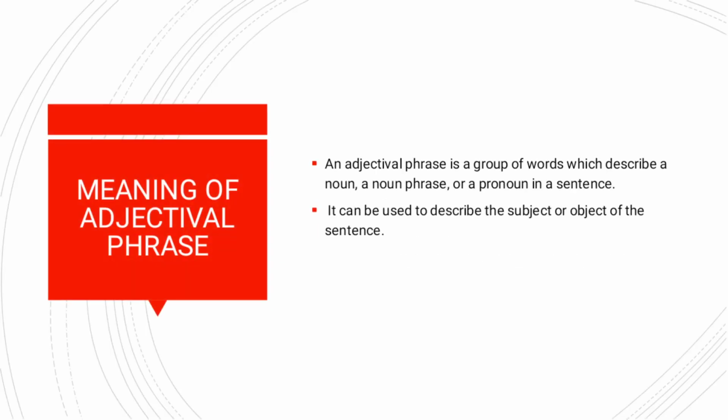Now, what is the meaning of adjectival phrase? An adjectival phrase is a group of words which describe a noun phrase or a pronoun in a sentence. Such a group of words can be used to describe the subject or object of the sentence.